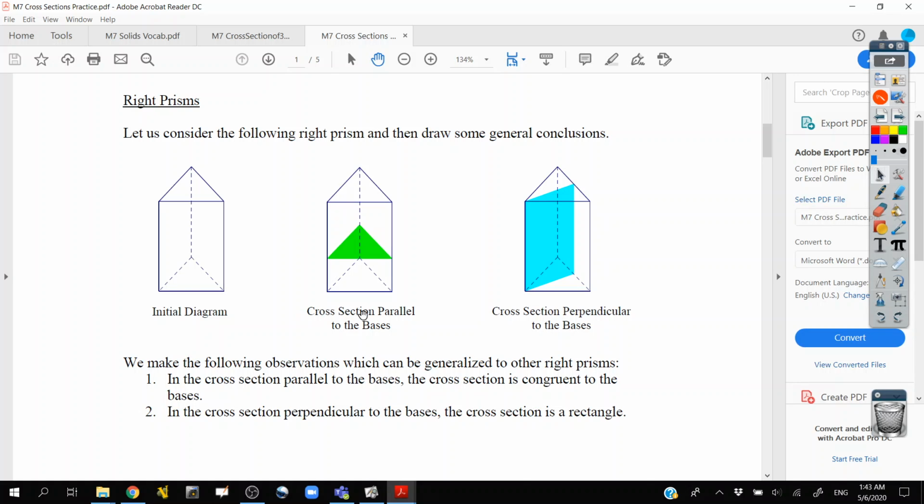That's really the center of things today: cross sections. So parallel to the base, we have 2 bases here. This cross section is a cut that's parallel to the base, and it makes a triangle. You can see it's congruent to those 2 bases. This one is perpendicular to the base, and you can see that it produces a rectangle. If you look at lots of those cross sections, you will convince yourself of these 2 statements: cross sections parallel to the bases are congruent to the base, and cross sections perpendicular are rectangles of right prisms.